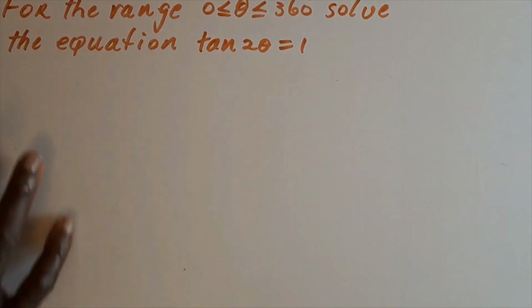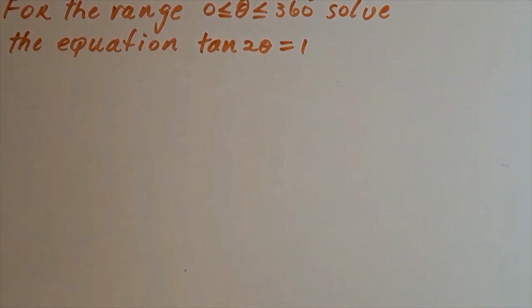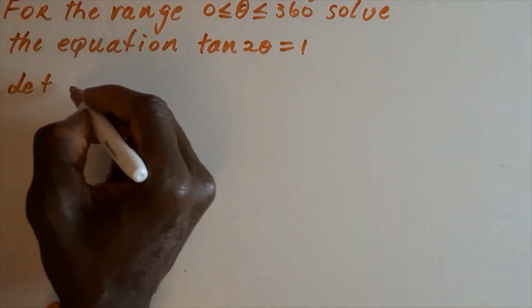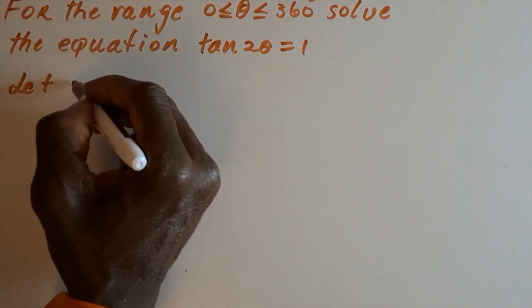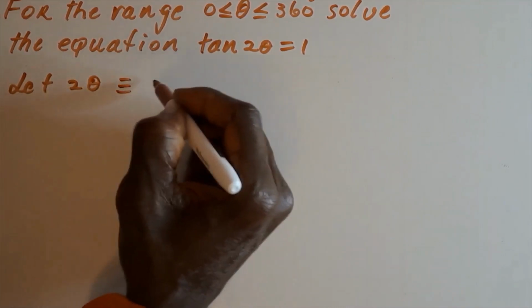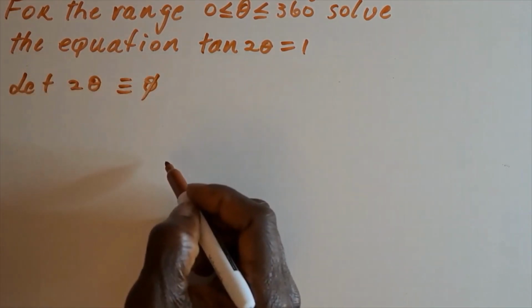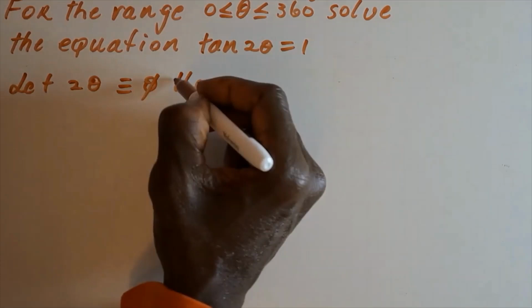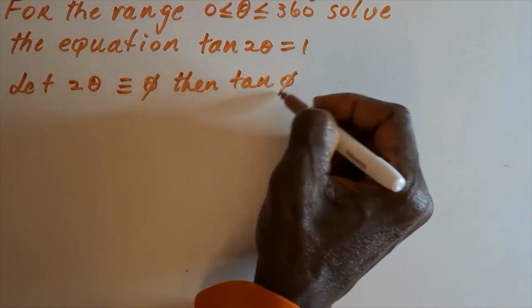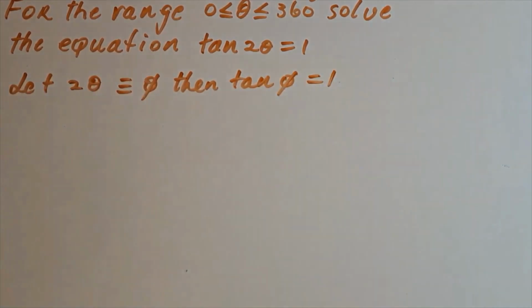Hi, here's another problem. For the range theta lying between 0 and 360 degrees, solve the equation tan 2 theta equal to 1. Let 2 theta be identical to phi. So then we have tan phi is equal to 1.